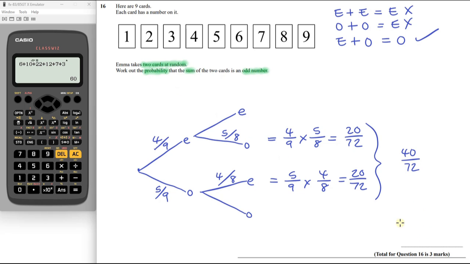That is the probability of getting an odd number from the sum of the two cards: 40 over 72. You don't need to simplify this. This is absolutely fine. You will get 4 marks for this because it doesn't say simplify your answer. But if you did simplify it, I think we can divide both numbers by 8, so that will be 5 over 9. Either one of these answers or anything equivalent would give you the 3 marks.